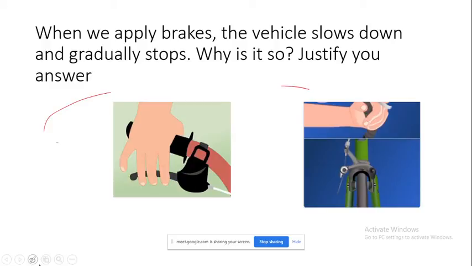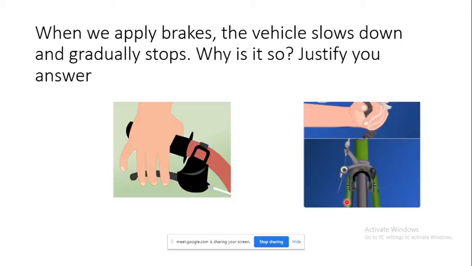There is a contact between the brake pad and the tire. This is the brake pad and this is the tire. So when you press the brake, this brake pad will contact the tire, so it stops the motion. The friction between the brake pad and the tire is causing the bicycle to stop when you press the brake. That is happening in every vehicle.